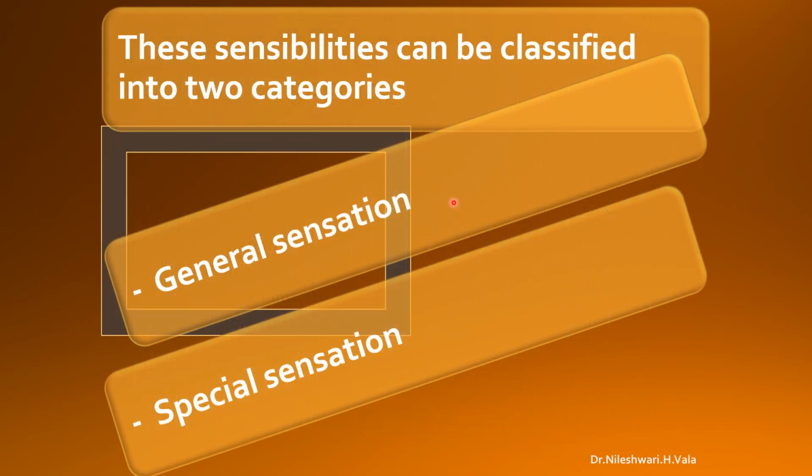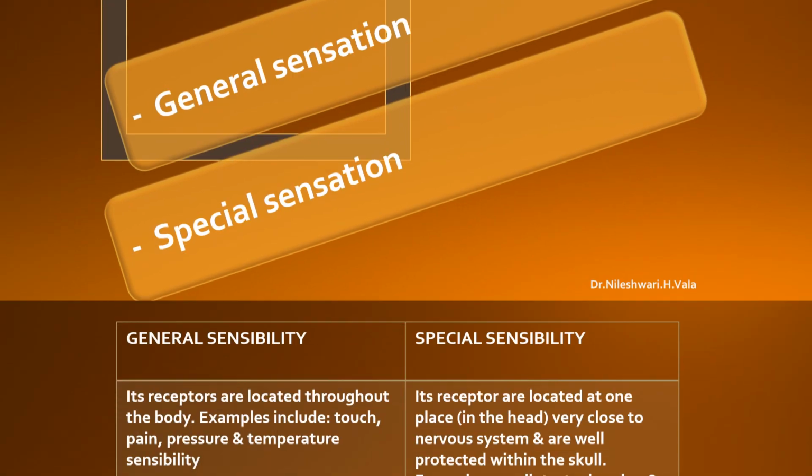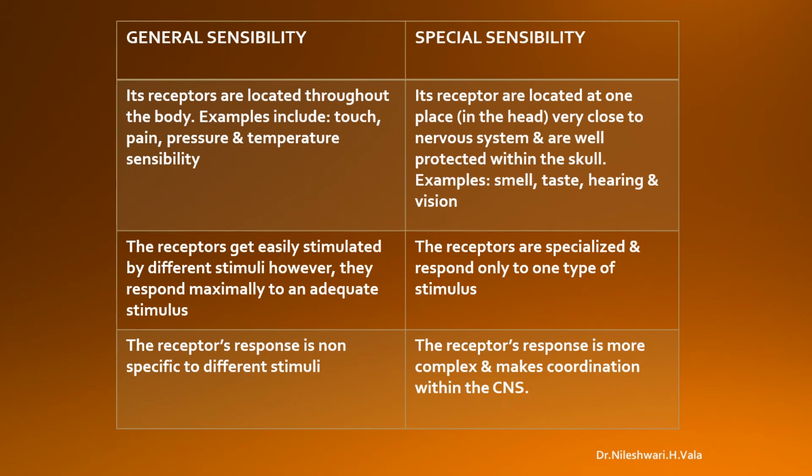Now generally the sensibility can be classified into 2 categories: general sensation and special sensation. There are certain differences between the general sensation and special sensation, and these were already discussed under smell sensation. In general sensation, the receptors are located throughout the body, they get easily stimulated by different stimuli, and the receptor response is non-specific to different stimuli.